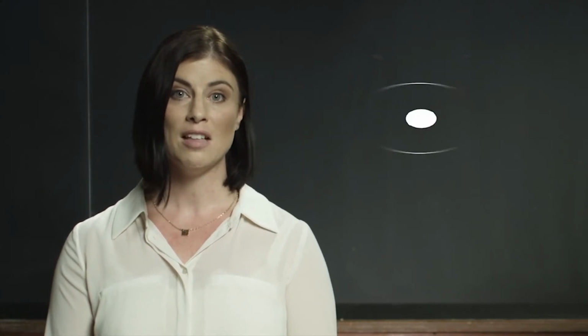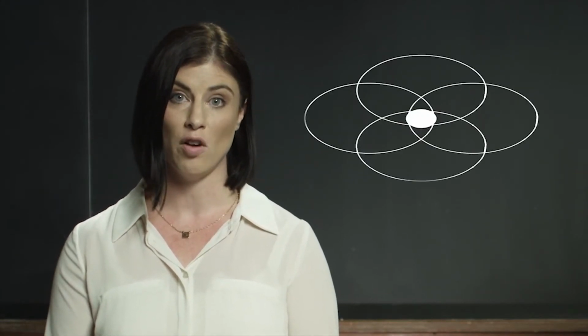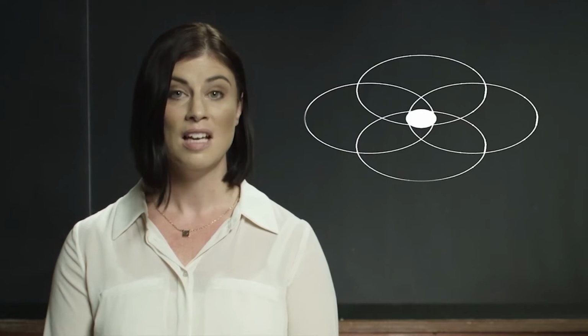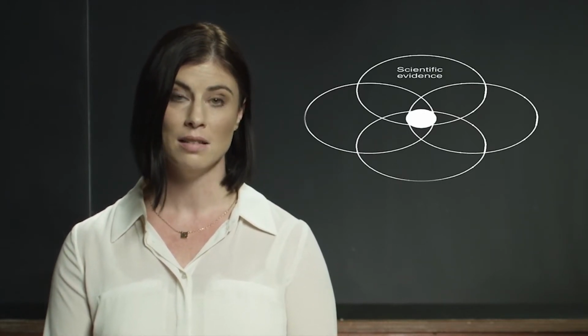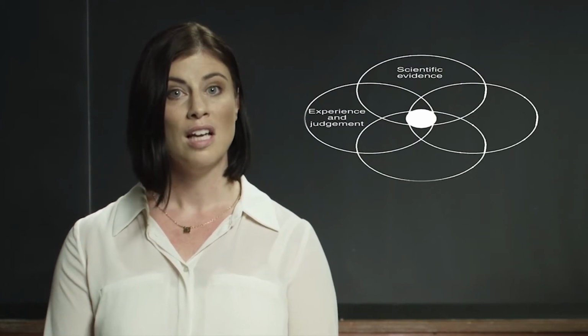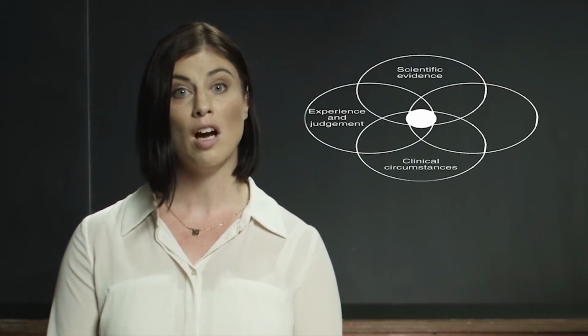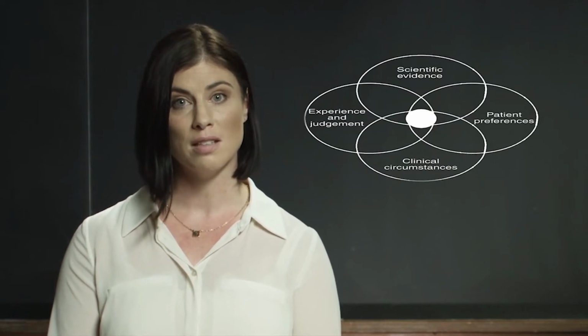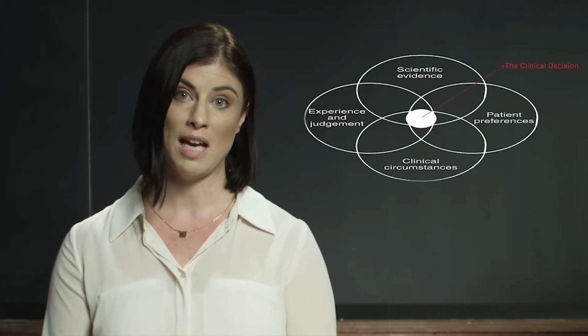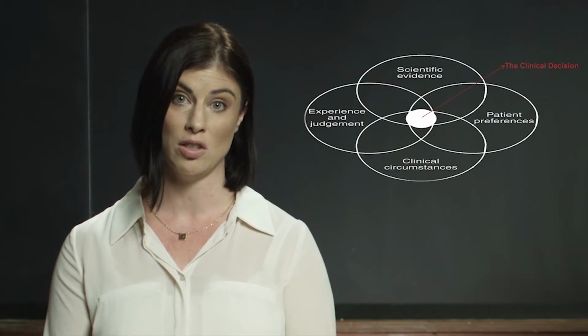This diagram illustrates the elements and factors involved in clinical decision-making: scientific evidence, which includes clinical practice guidelines, experience and judgment, clinical circumstance, including other things such as patient comorbidities, as well as patient preference. All of these are taken into account when formulating your clinical decision.